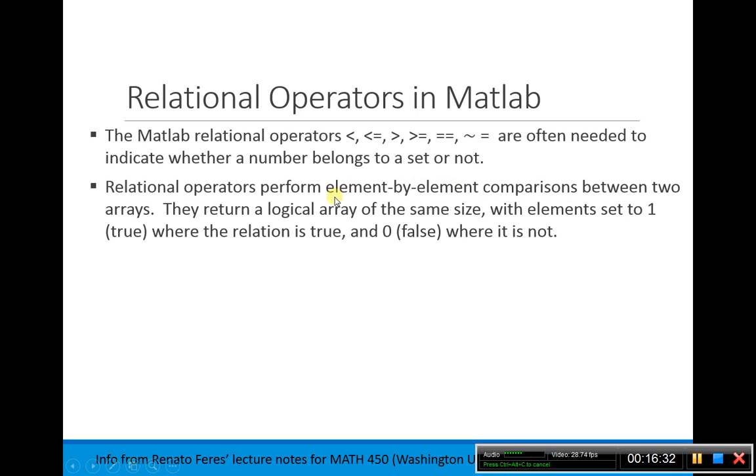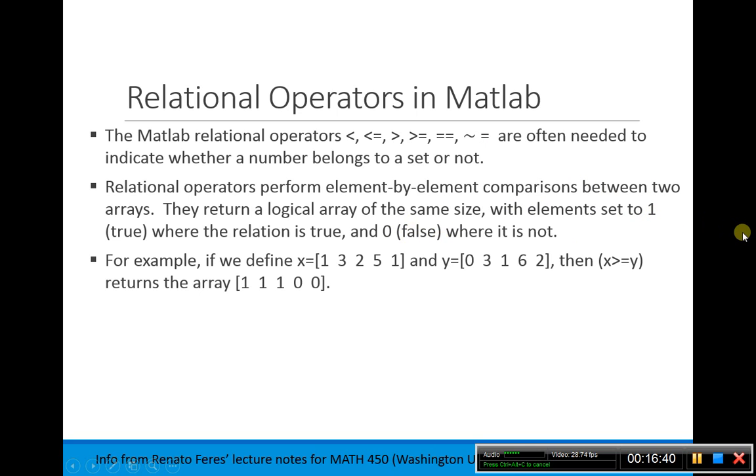And so if this logical operator is true, then it sets the element to 1, and 0 basically means it's false. So for example, let x be this vector and y be this. So x greater than or equal to y. What I'm doing is comparing the numbers in x to the numbers in y, and I want to figure out whether or not this number is bigger than this number. So is 1 bigger than 0? Yes. So x greater than y is going to be 1 here.